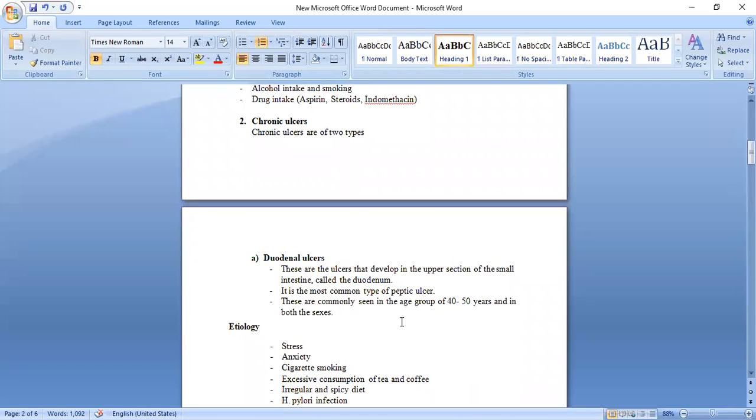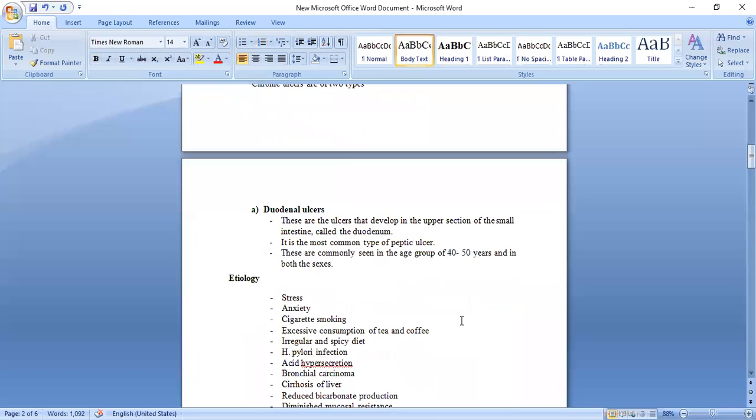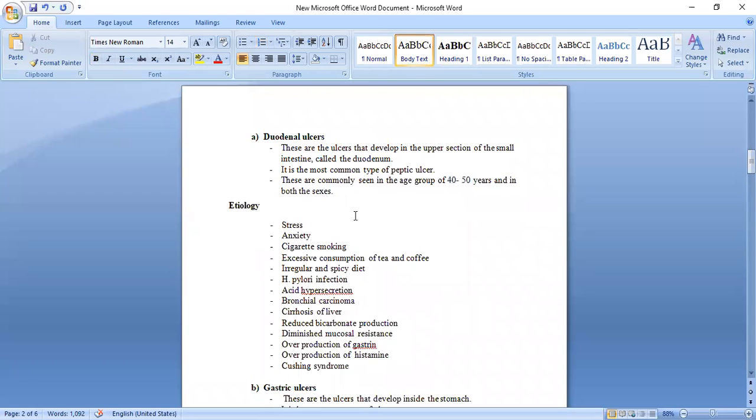These are commonly seen in the age group of 40 to 50 years, in both sexes, male as well as female. What is the main etiology? Same, that is stress, anxiety, cigarette smoking, excessive consumption of tea and coffee. This is also injurious, isn't it? If we take it within the limit, that is okay.